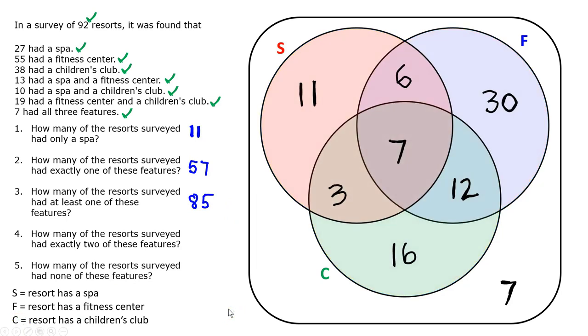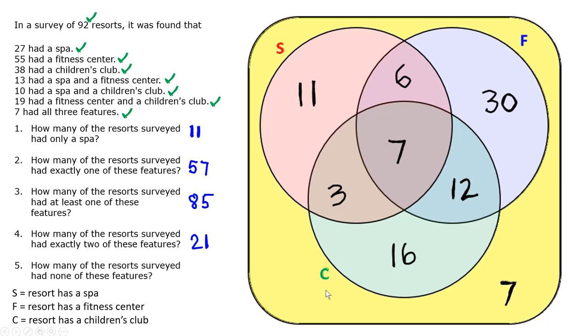How many resorts had exactly 2 of these features? That means I'm just looking for the things that have 2 but not all 3. So this 6, this 3, and this 12 have 2 but not 3 of the features. When I total those up, I get 21. And of course, how many of these resorts surveyed had none of these features? Again, that's just this outside region here, and in that outside region, it's 7 of them.